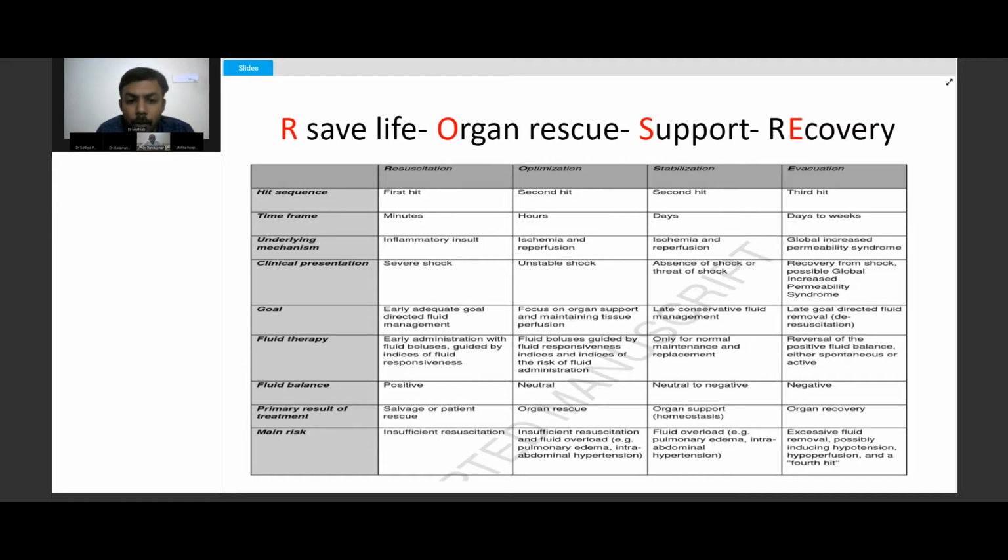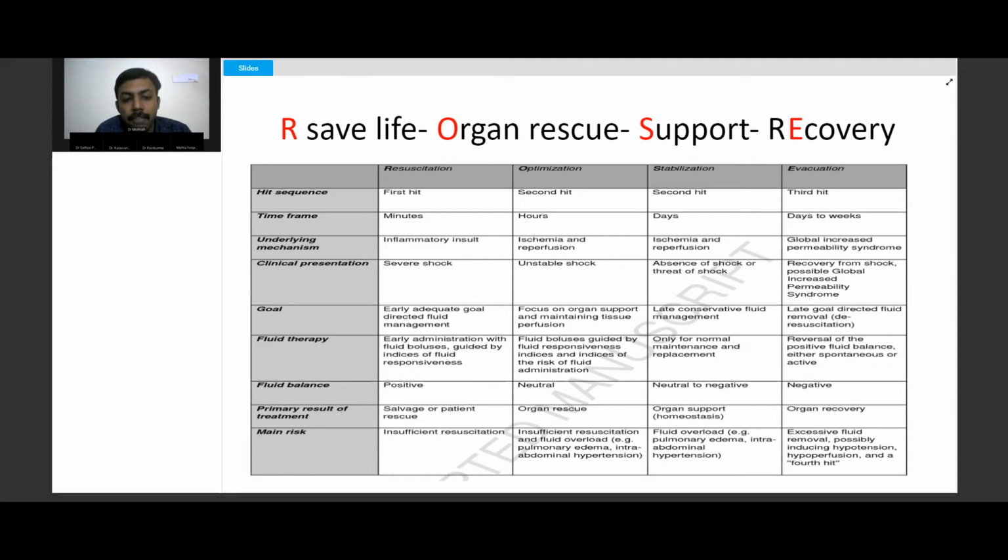Here we give a lot of fluid boluses and the patient is fluid positive. Here we try to maintain neutral balance. In the third phase, we try to make the patient neutral to slightly negative, and in the fourth phase, we don't want any positive balance. The second and third phases are called zero balance phases. We try to maintain neutrality.